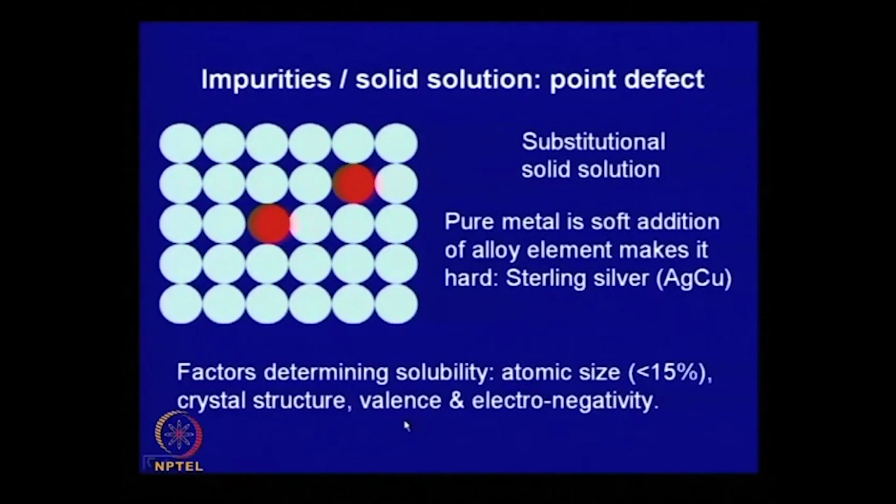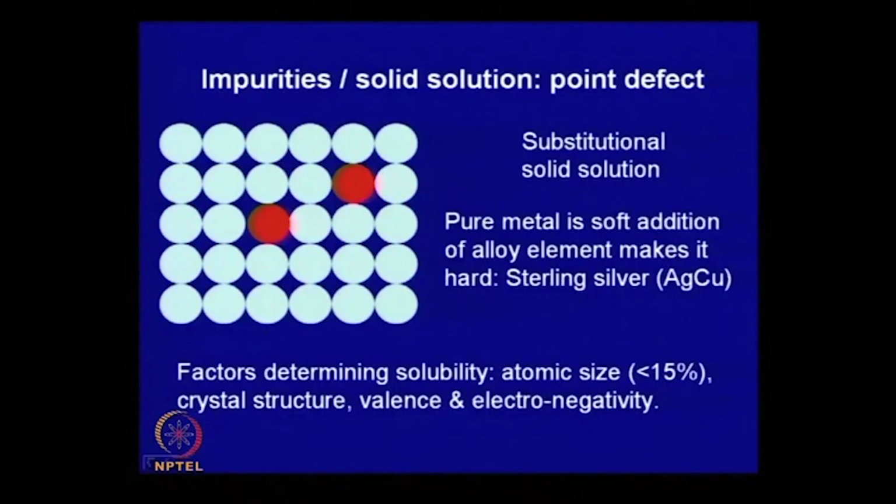Now, there can be another type of point defect we can think about. We often mix metals, which is known as alloying, and the primary purpose of alloying is to improve properties. Like we know silver is very soft, but if you mix it with a little amount of copper, it makes it hard, which is known as sterling silver. And when you mix in these atoms, where do they go? This is pictorially shown here.